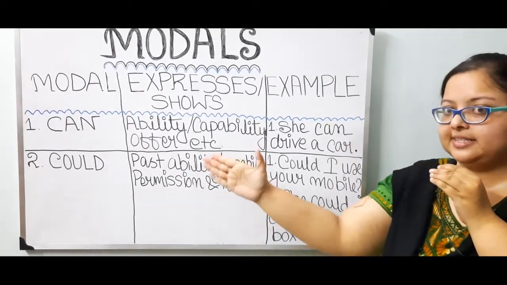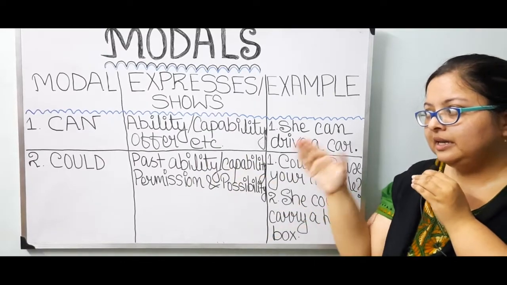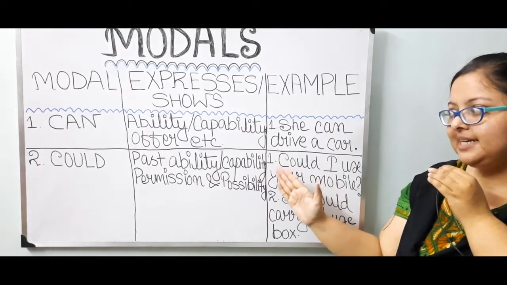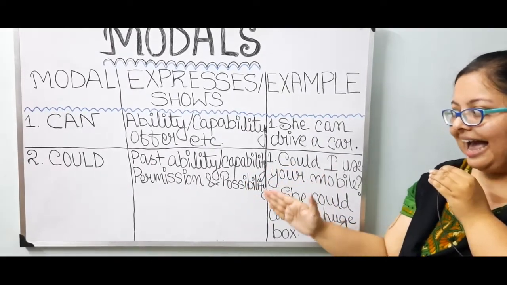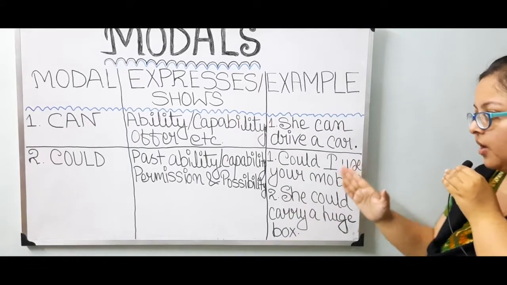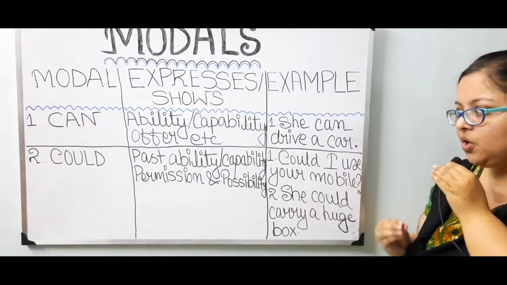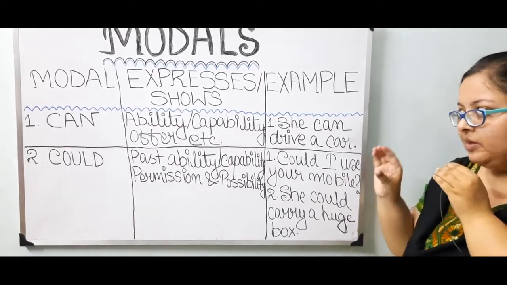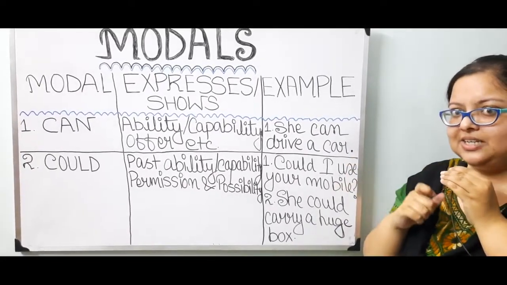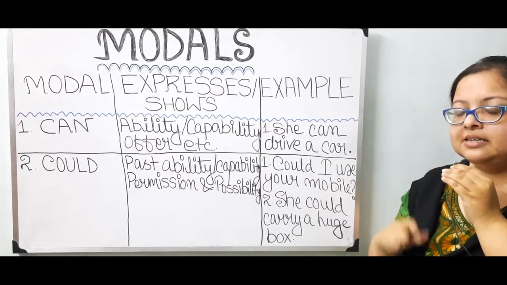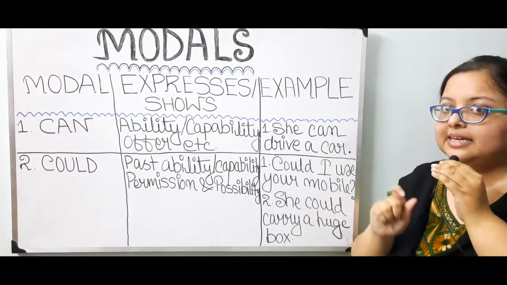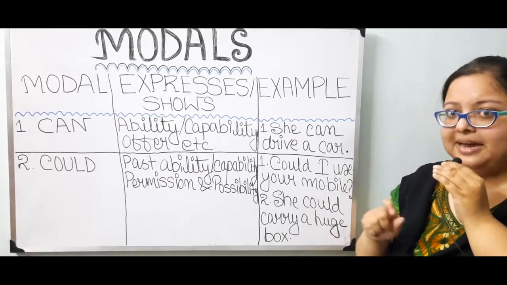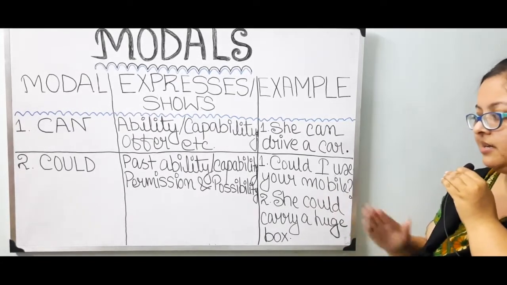Next, number 2. Could. It expresses past ability or capability, permission, and possibility. Could I use your mobile? So, it's basically seeking permission. Over here, this interrogative sentence is indicating that someone is seeking permission from any other person.